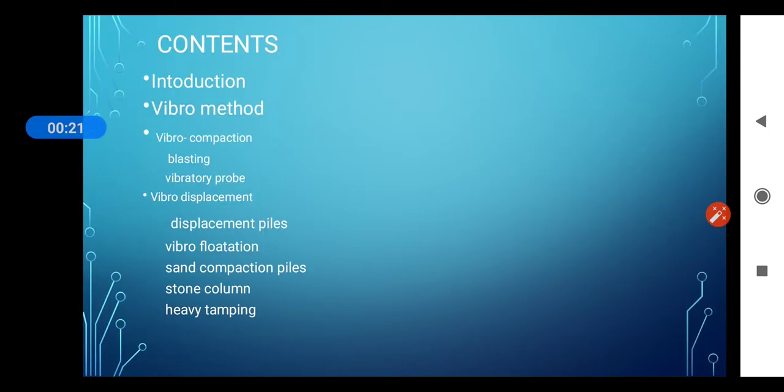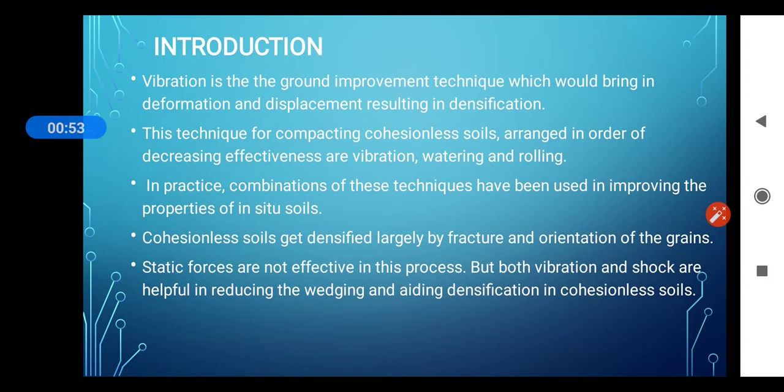These are the contents: introduction, vibro method. In the vibro method, we have two methods: vibro compaction and vibro displacement. Today I am dealing with blasting, vibratory probe or Terra probe, and vibro displacement. In that, displacement piles, vibro flotation, sand compaction piles, stone column, and heavy tamping. Let us discuss the introduction.